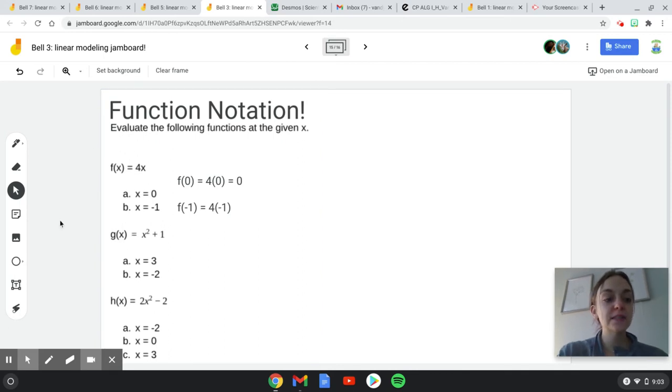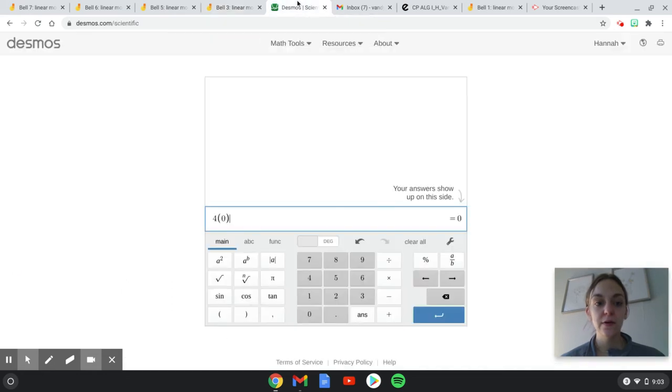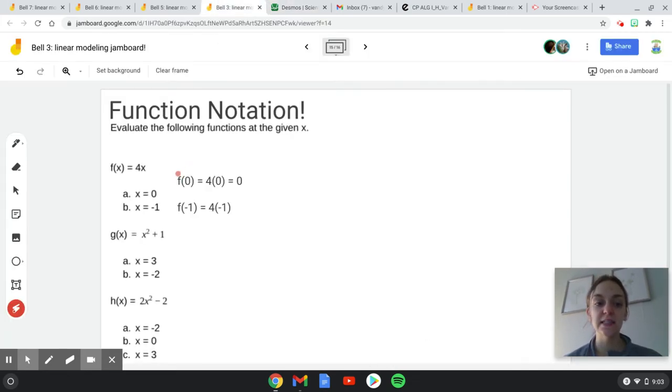Now the second part is asking me to evaluate when x equals negative 1. So now instead of having a 0 in my parentheses, I'm just going to put in a negative 1. So I'm changing my number that's in the parentheses based on what the question is asking. And I get that the answer to this is negative 4, which makes sense because 4 times negative 1 is negative 4.